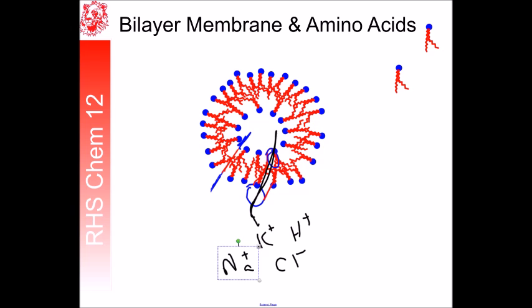So this polarity idea is really important for the way that our whole body works, the way our cells work. It depends on how our membranes are formed. It shows us where our proteins are going to go. It shows us how things can be dissolved.